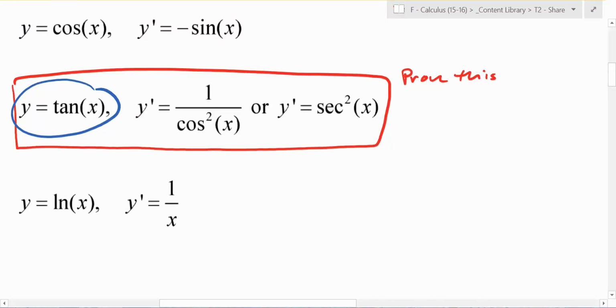You have to memorize that. Just know that.